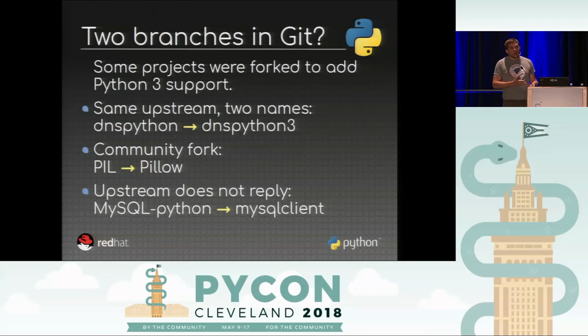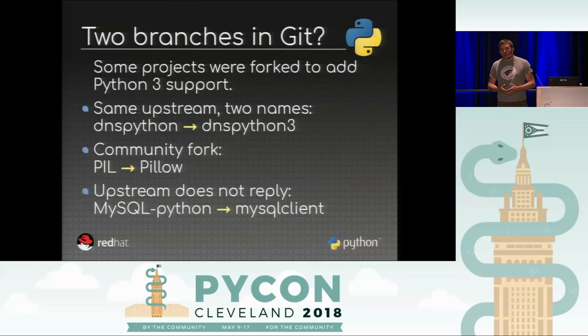Sometimes the upstream, like PIL, doesn't care about Python 3 for different reasons. So the community decided to fork this project PIL under a new name, which is Pillow. So not only did they port the code to Python 3, but they also added new features. And in the worst case, the upstream simply doesn't reply. They don't read issues. They don't read pull requests. It's basically dead, but you still depend on this very important dependency.